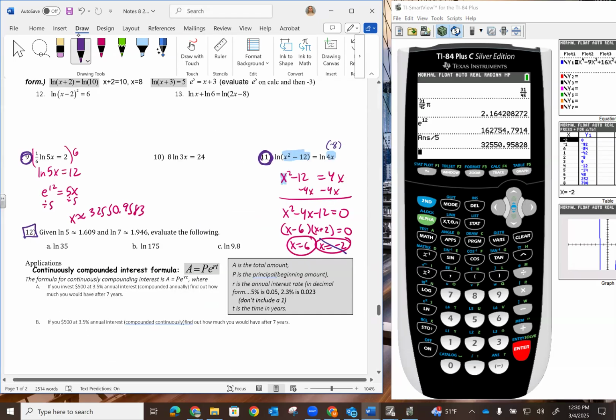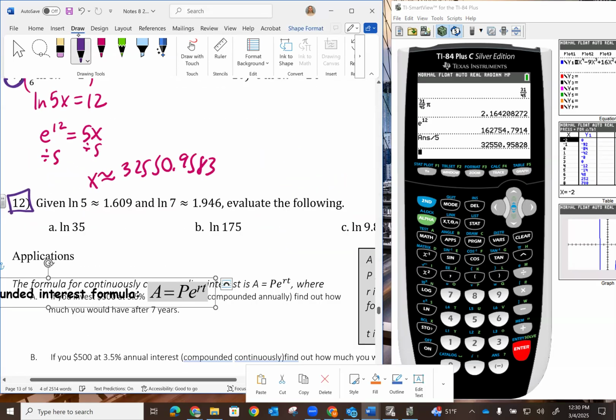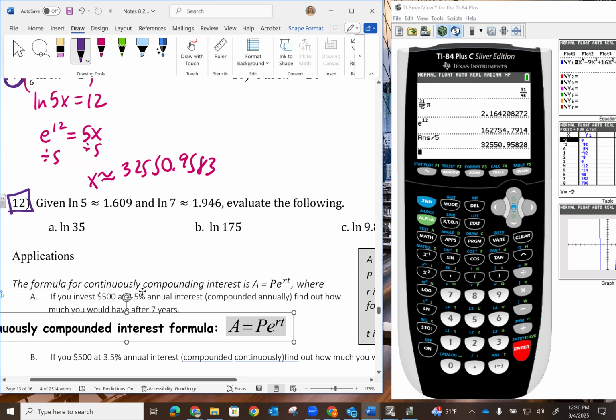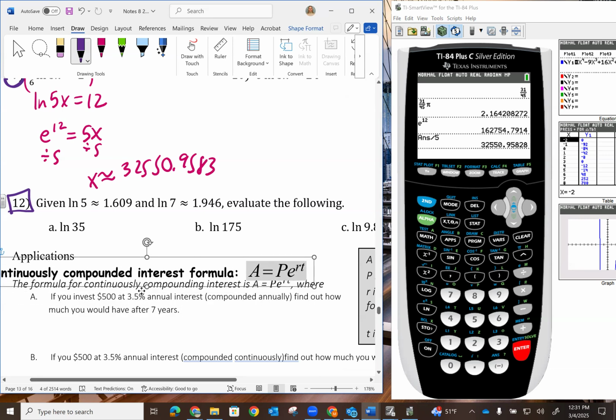Hey, on this one, can you write this in terms of the two logs that are given? Okay, can you write this? Josh, do you have any idea how you'd write this as two logs that are given? Yes, 12a.